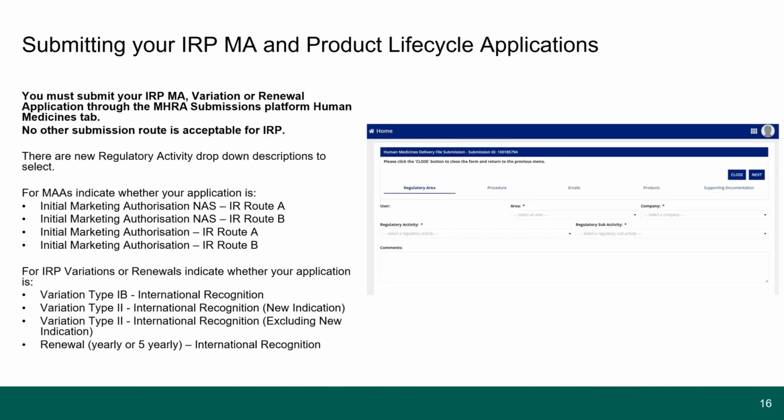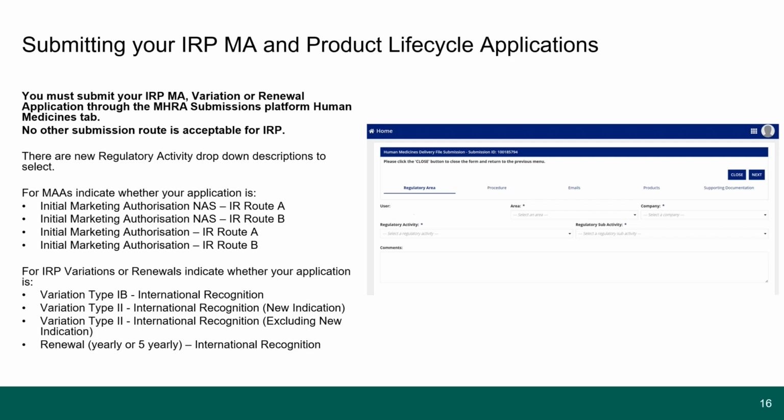As I indicated, any international recognition procedure that's for your marketing authorization application or your product lifecycle applications need to come through the MHRA submissions platform using the Human Medicines tab. There is no other submission route that is acceptable for this. When you do come onto this, and if you don't have this, we have instructions of how to register so that you can actually access this.